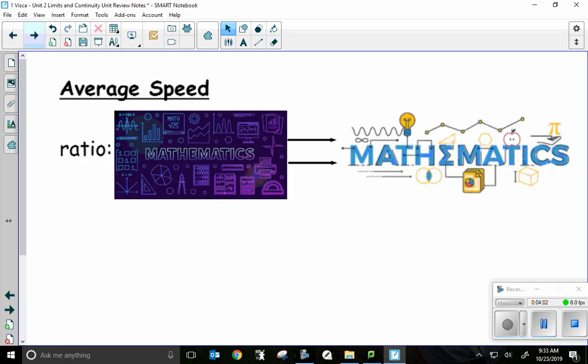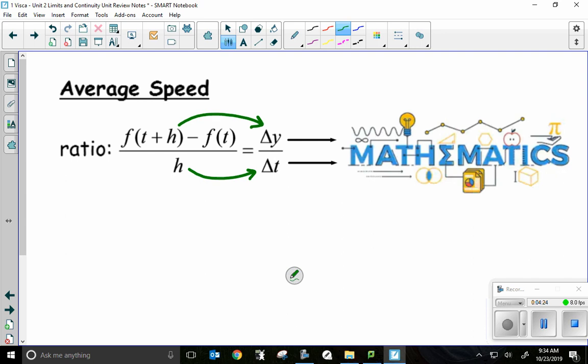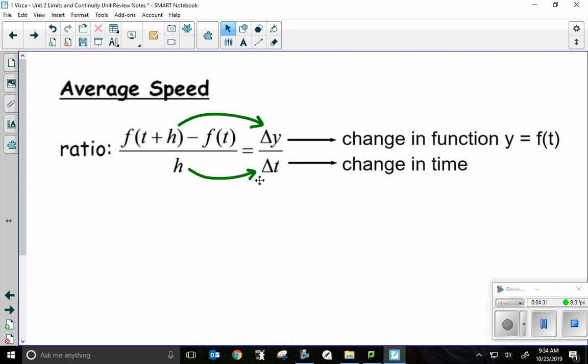Boom. Okay. Average speed. First of all, it's a ratio. In calculus, we call it f of t plus h minus f of t, all over h, where h is really a change in time, and this function notation represents the y value, which might mean distance or whatever in calculus. So really, change in y over change in t, something we've seen before. It's a change in the function, which is your y value, over a change in time.